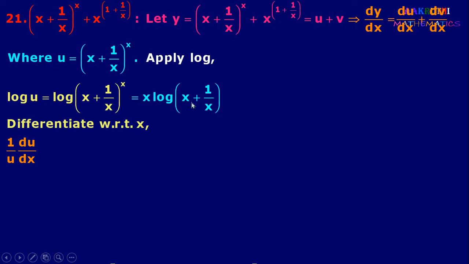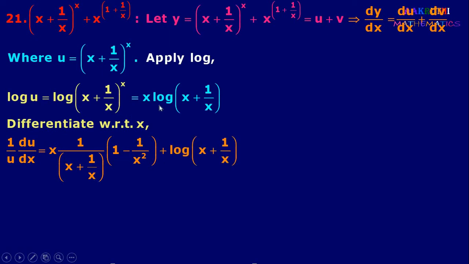and here again it is uv rule. So x is the first function, log of (x plus 1 by x) differentiation is 1 by (x plus 1 by x). So log x differentiation is 1 by x, so log of (x plus 1 by x) differentiation is 1 by (x plus 1 by x). Again you have to use chain rule. x plus 1 by x differentiation is 1 minus 1 by x square, plus write second function as it is, that is log of (x plus 1 by x) as it is, and differentiation of x is 1.